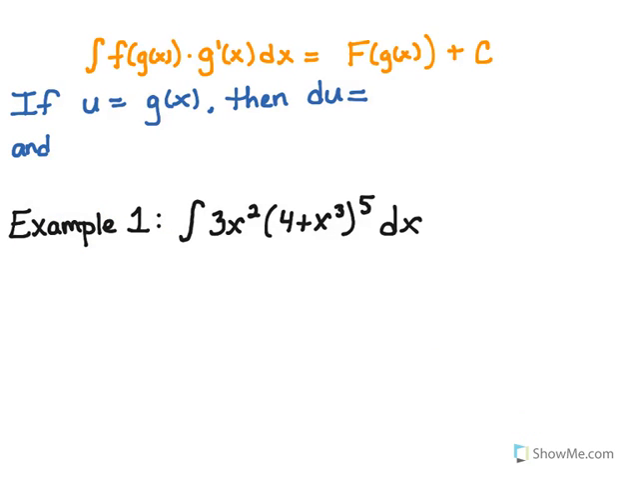So what you see at the top of the screen in orange is just a duplicate of what we had at the end of the last slide. So we're going to introduce this idea of u substitution. It's going to make this integral in orange look a lot simpler. If u is equal to g of x, what would du be? The derivative of g of x we know is g prime of x. And then we multiply by dx.